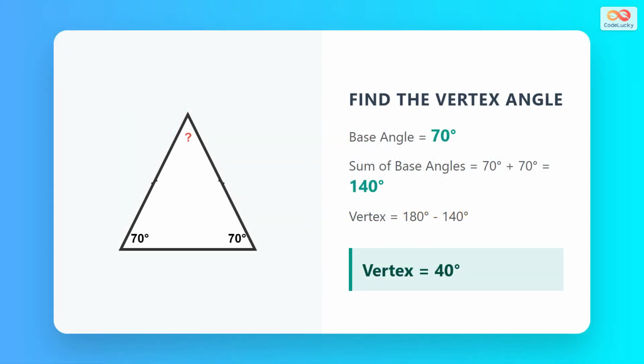Let's try an example. Suppose we have an isosceles triangle where one base angle is 70 degrees. Since base angles are equal, the other one is also 70 degrees. Together, they add up to 140 degrees. Subtracting this from 180 gives us a vertex angle of 40 degrees.